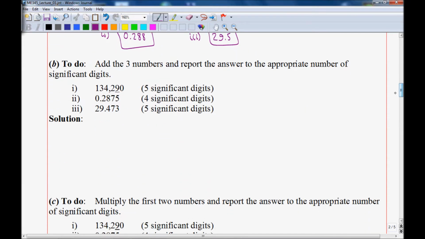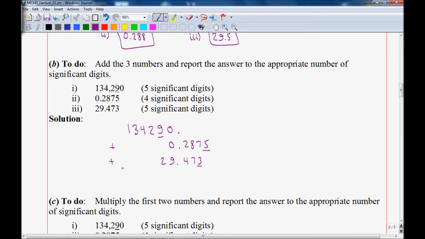Let's add these 3 numbers. When you add, you have to align the decimal place, and so I would write it this way: 134290.0, and the 9 is the least significant digit in that number. We're adding, and I'm going to line up the decimal points: 0.2875. And I'm going to also add 29.473. Now in the second number, the 5 is the least significant digit, and in the third number, the 3 is the least significant digit.